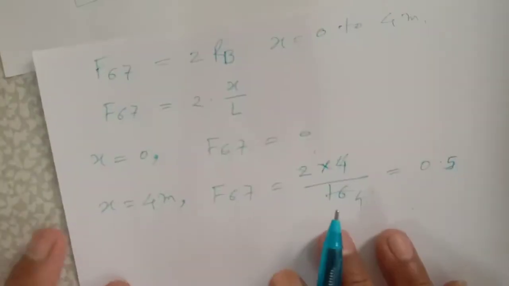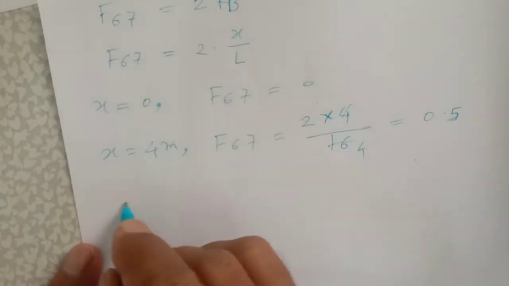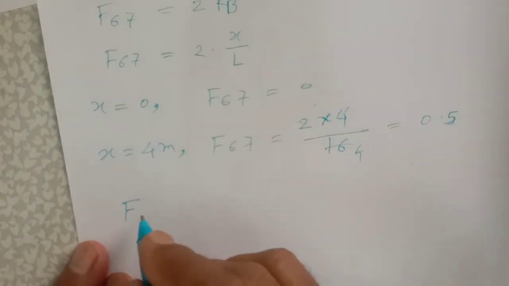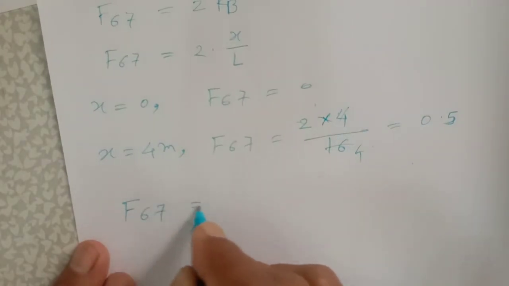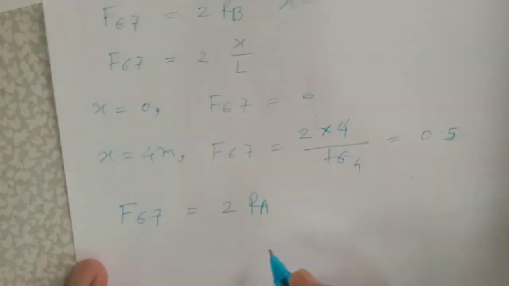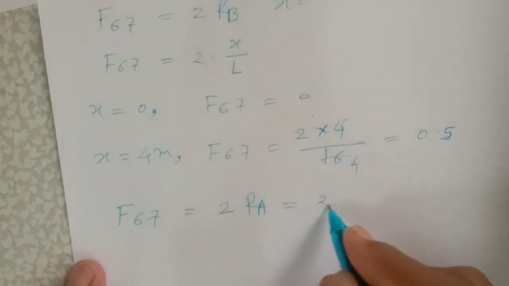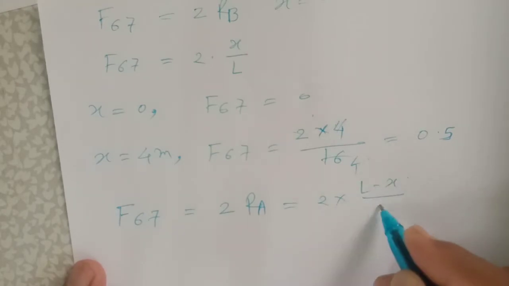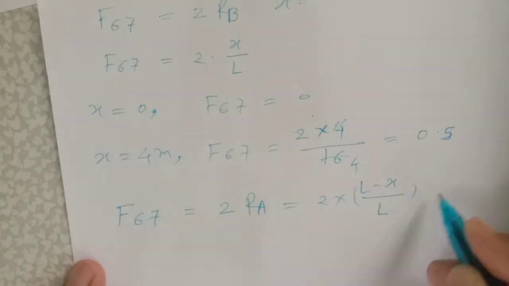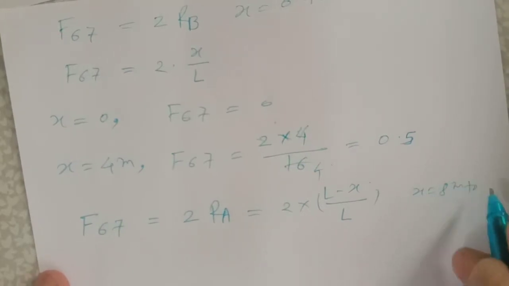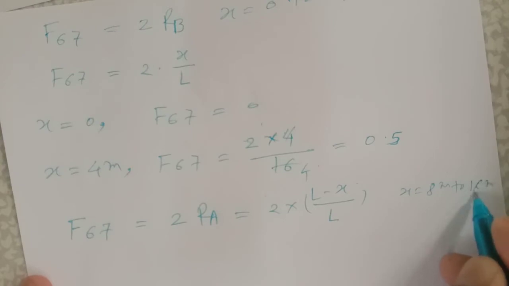Then we can apply the other equation when we have considered the left portion in equilibrium and load on the right side. In that case, F67 is equal to, the formula is again the same, 2 times RA. But what is the value of RA? RA is equal to 2 into L minus X divided by L. This is the formula. And what is the range? X is equal to 8 meter to X is equal to 16 meter.